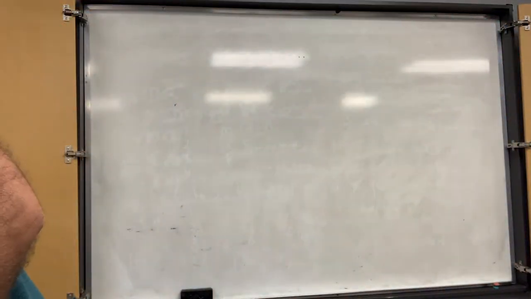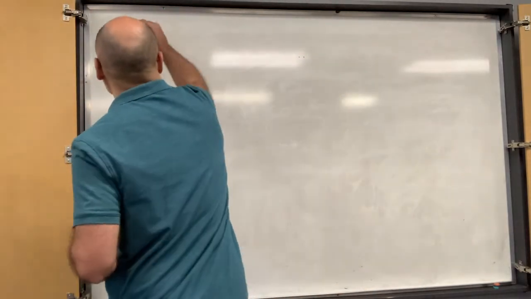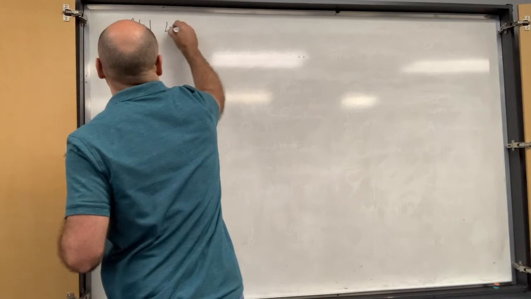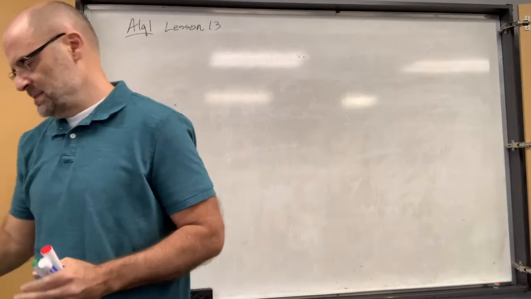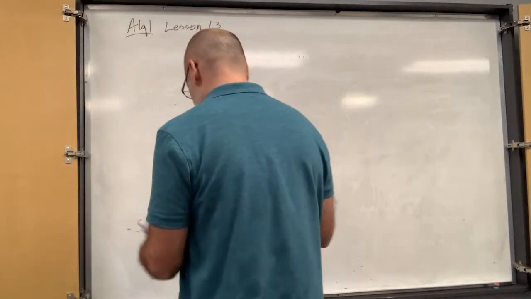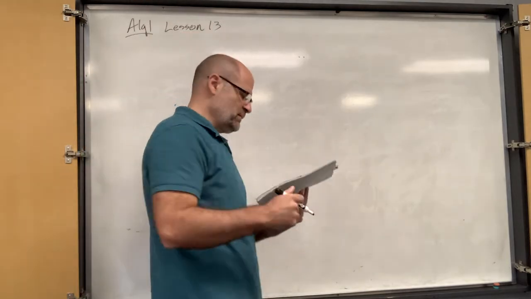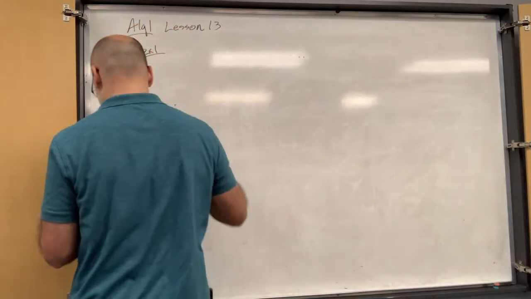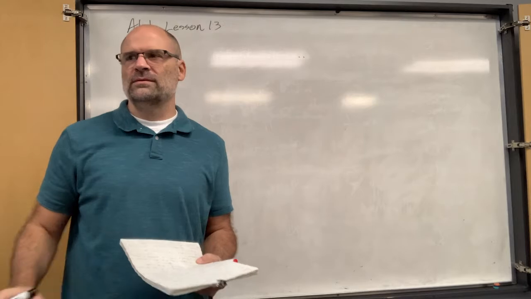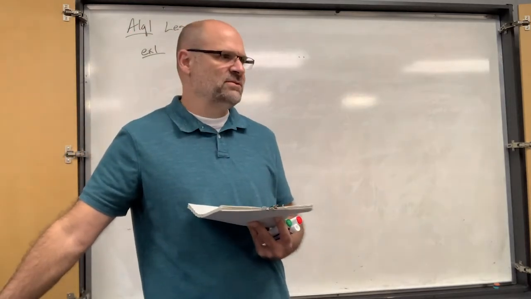All right, lesson 13 is where we are in Algebra 1. You ready? So we're talking about more symbols of inclusion. You guys remember all the different types of symbols of inclusion? I think you could probably name 5 different types of symbols of inclusion.